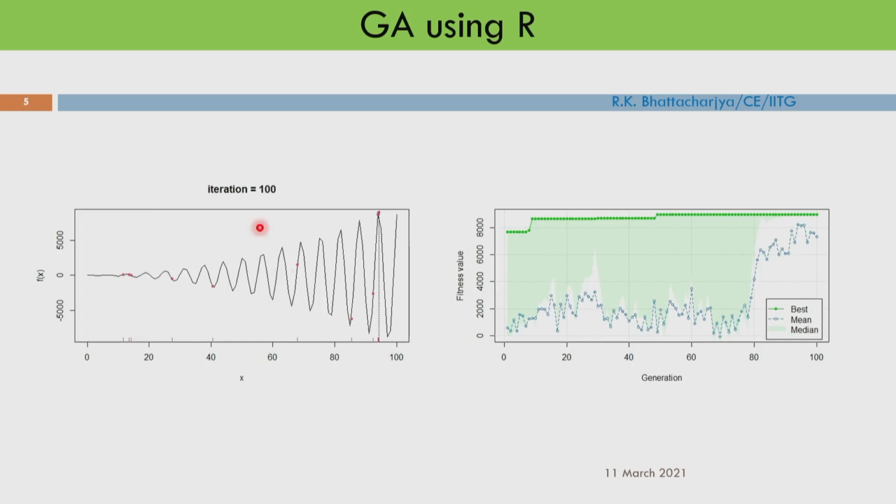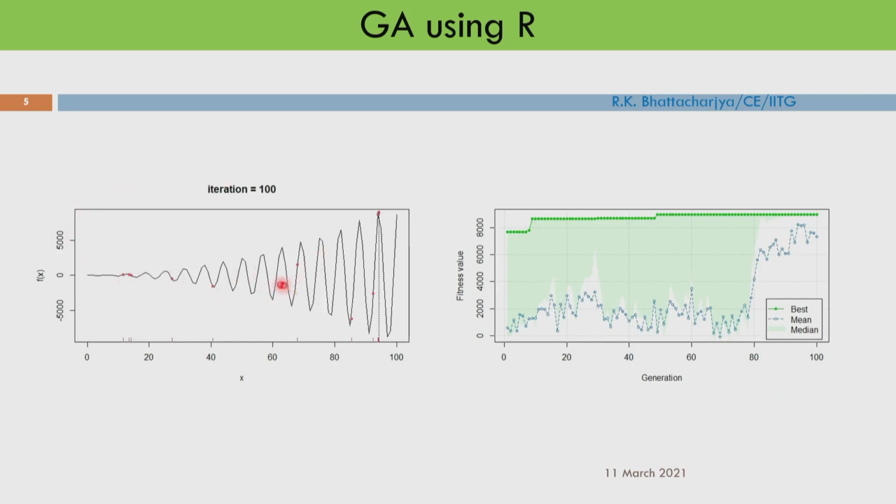If we apply a classical optimization method here, it is very difficult to get the global maxima of this particular problem, but genetic algorithm will give you the global maxima. So, we will solve this problem using genetic algorithm. Then this is the solution of this problem.